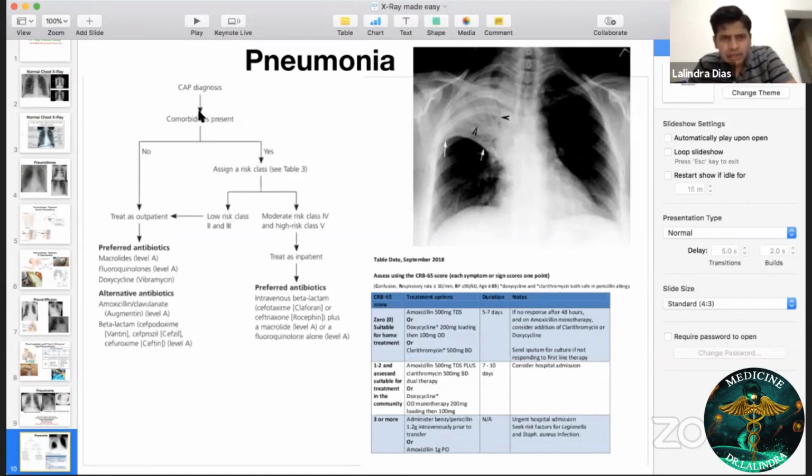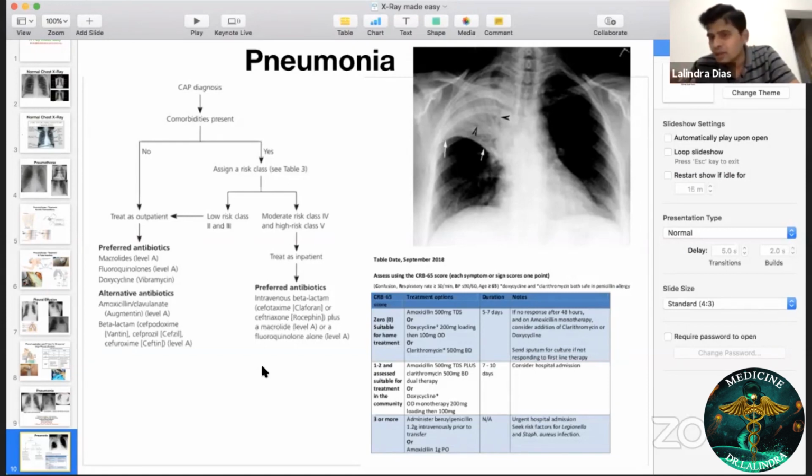Right. So this is the treatment algorithm of pneumonia. CAP stands for community-acquired pneumonia. So when you get a patient with pneumonia, you have to assess the pneumonia severity scores. There are different pneumonia severity assessment scores, like there's something called CURB-65. You must read on these. Modified CURB-65: C for confusion, U for uremia, blood urea more than 7 millimoles, R is respiratory rate more than 30, B is blood pressure, systolic blood pressure below 90, 65 is age more than 65.